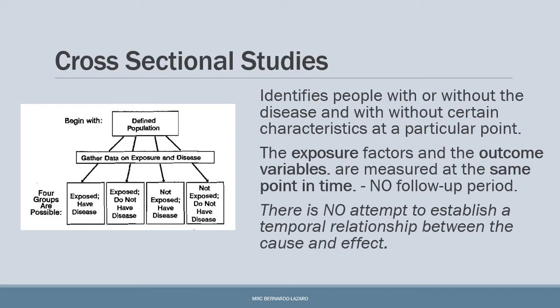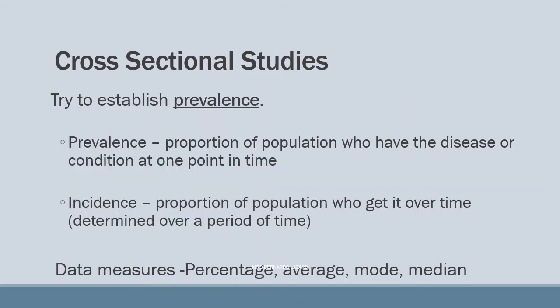A cross-sectional study identifies people with or without the disease, and with or without certain characteristics at a particular point. Thus, the exposure factors and outcome variables are measured at the same point in time and with no follow-up period. In this study, there is usually no attempt to establish a temporal relationship between the cause and effect. This is what we usually do when we do a survey. What is identified at the time of study are the presence of the illness and the characteristics or exposure at one particular point in time, and this is what we call the prevalence.